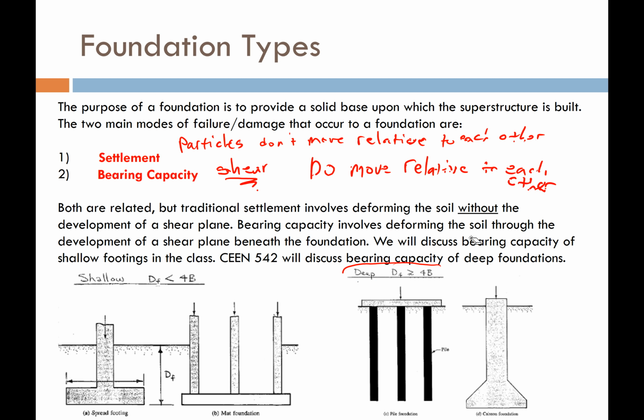So I might have driven piles, I might have drilled cast in place piles, I might have caissons. There's lots of different types of deep foundations. I'm not going to talk about the different types of foundations. That's something that we talk about in a later course.